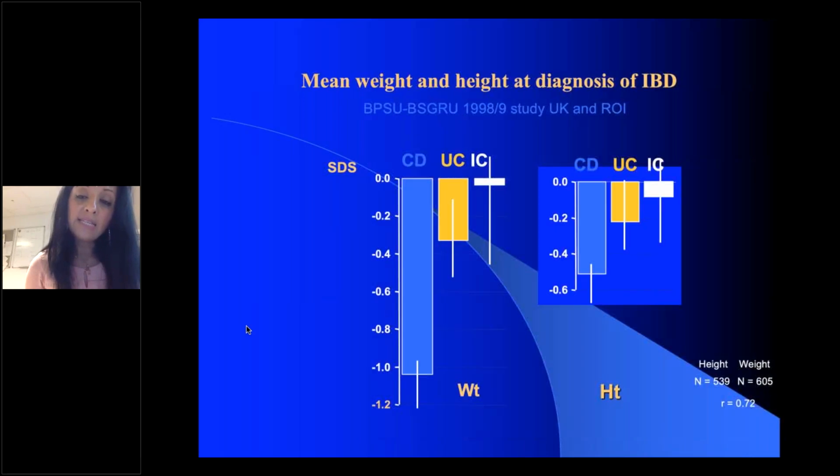So this was a study done in 1998-99, where gastroenterologists got their patients together in the UK to do a study looking at the weights and heights at diagnosis of IBD. And you can see quite clearly here that patients with Crohn's disease are significantly more growth failing than the ulcerative colitis patients, both in linear growth as well as just in weight.